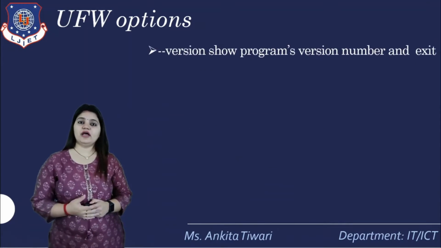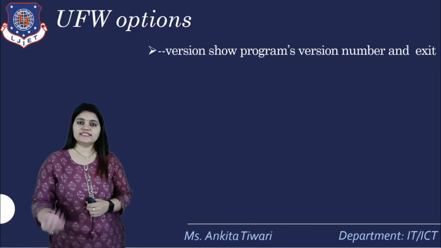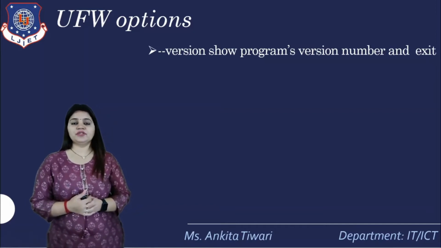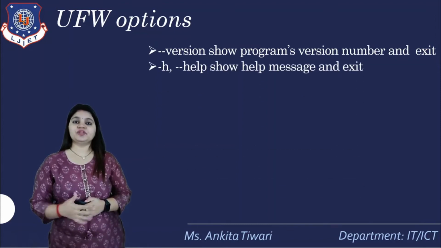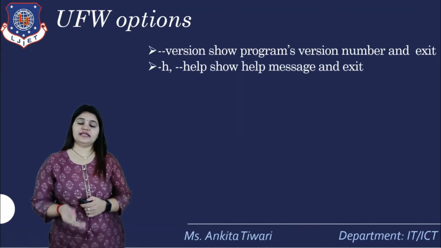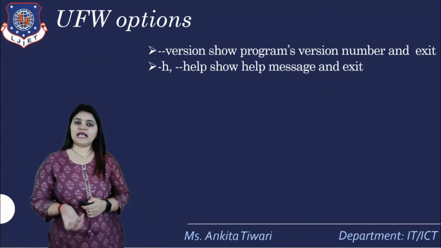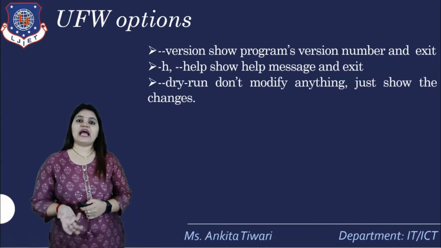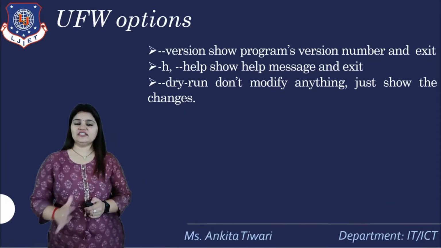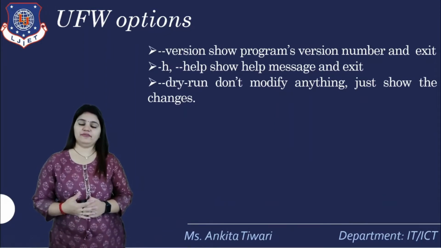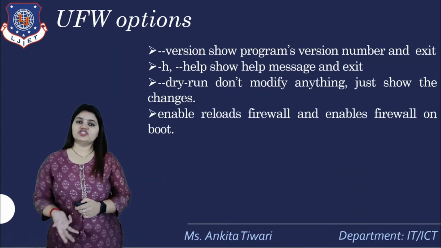Then for UFW, we have different options available which have some meaning. We'll start with the first one, that is version. Here the version shows the program's version number and exits. Then hyphen h is like help, that shows the help message and exits. Then we have dry run, that doesn't modify anything, it just shows the changes. It will not do the modification in the system.